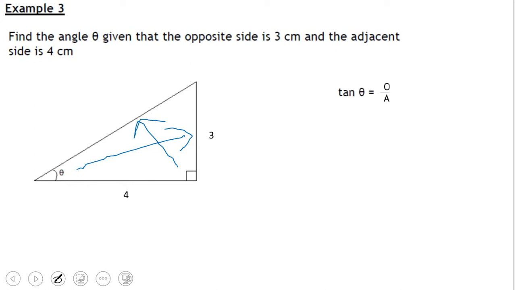Tan theta equals opposite over adjacent. Sticking in the values, tan theta equals 3 over 4. Now in this case we need to find theta, so we'll need to do the inverse of tan to both sides of the equation. We get theta equals tan inverse 3/4. Stick that into a calculator, we get 36.9 degrees to 3 significant figures.